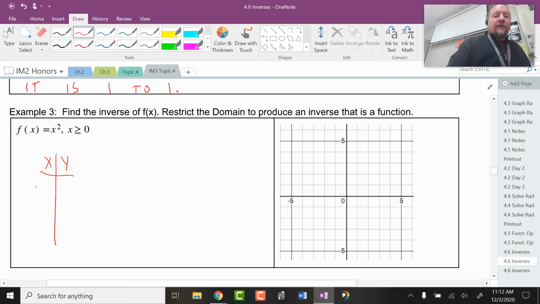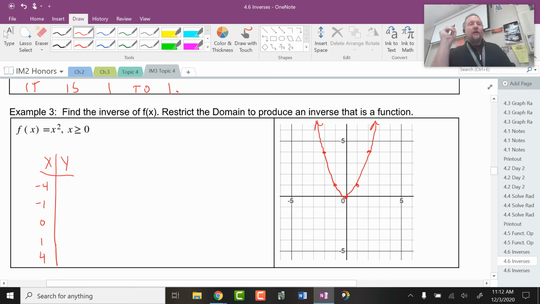So notice if I do a chart of values, I'm going to do this on purpose: -4, -1, 0, 1, 4. Okay, 0 squared, 1 squared, 2 squared, and then I'm going to draw this. And on purpose, I'm going to draw it like that. And then I'm going to take this other part, -1 squared, -2 squared. And then, of course, this is the same example that we've already done.